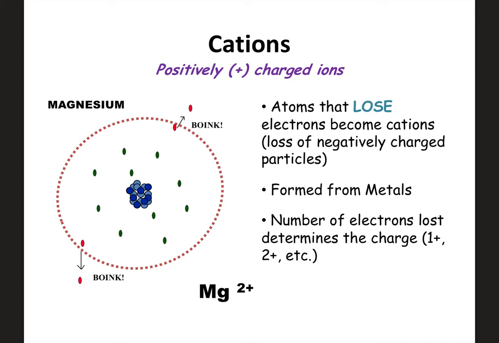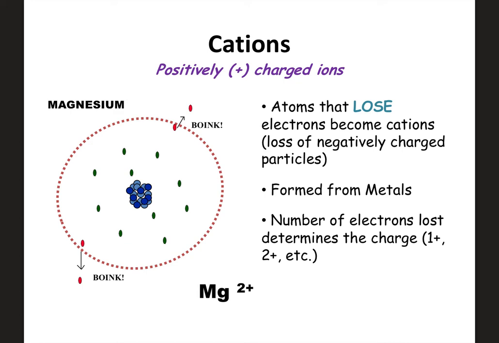Metals always form the positives in terms of their charge. So you need to know this. This is something that's very important as we go forward in chemistry. The metals are going to be your positives. And how many you lose determines your charge. So if you lose 2 electrons, you're going to be a 2 plus. If you lose 3, you're going to be a 3 plus, and so on.